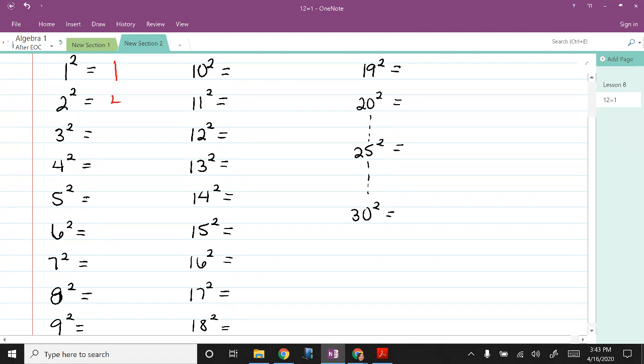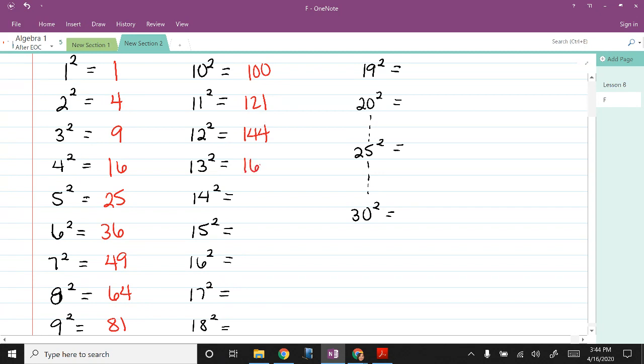2 squared is 4. 3 squared is 9. 4 squared is 16. 5 squared is 25. 6 squared is 36. 7 squared is 49. 8 squared is 64. 9 squared is 81. 10 squared is 100. 11 squared is 121. 12 squared is 144. 13 squared is 169. 14 squared is 196.